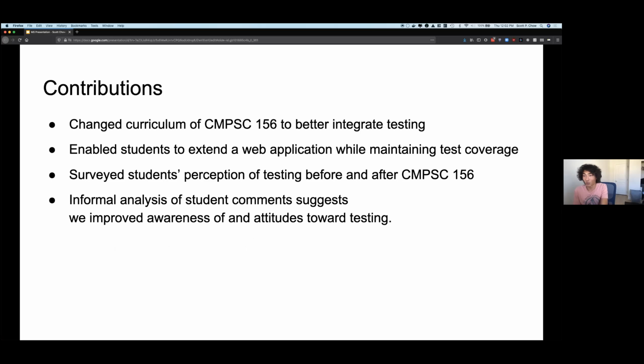Broadly speaking, the contributions really quickly: we changed CS 156 to have significantly more testing. We enabled students to test web applications or build on web applications while actually maintaining test coverage. We took a survey of students before and after the course, and an informal analysis of students' comments suggests that we improved awareness and attitudes towards testing.